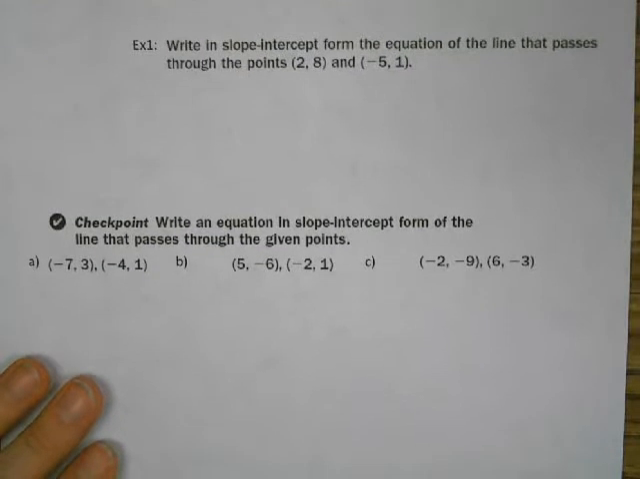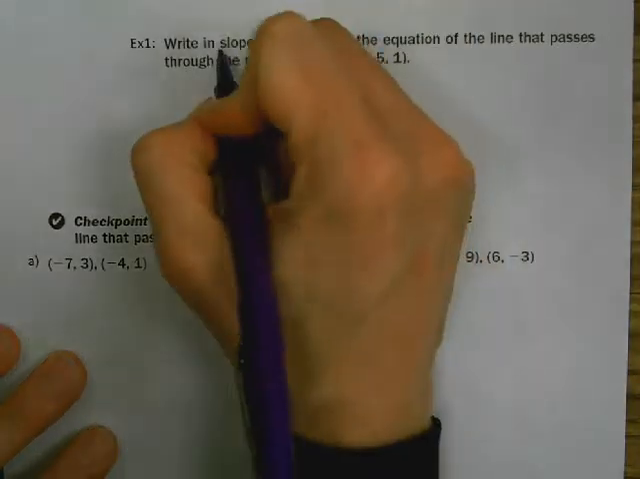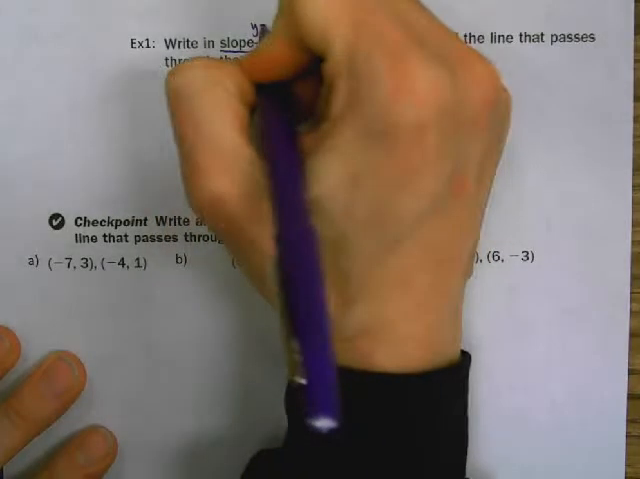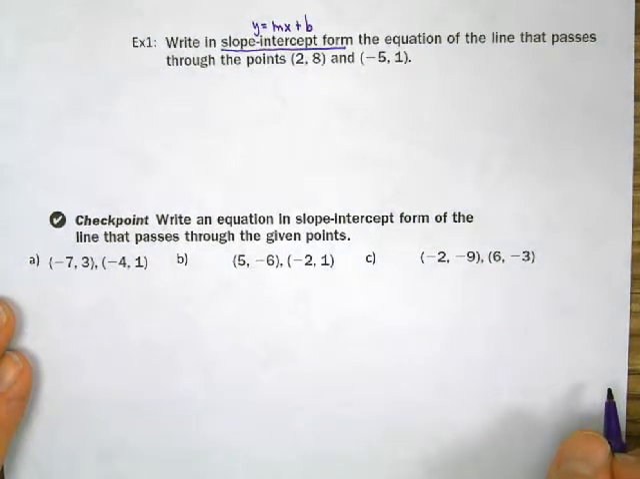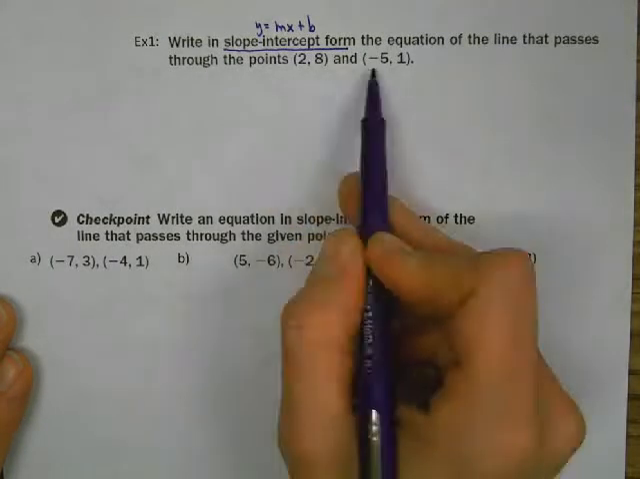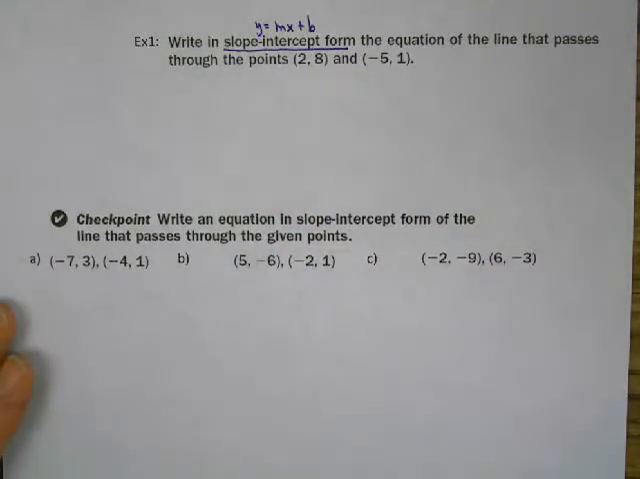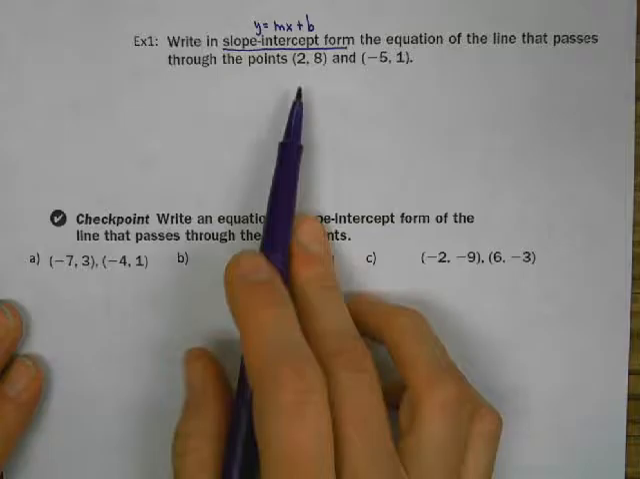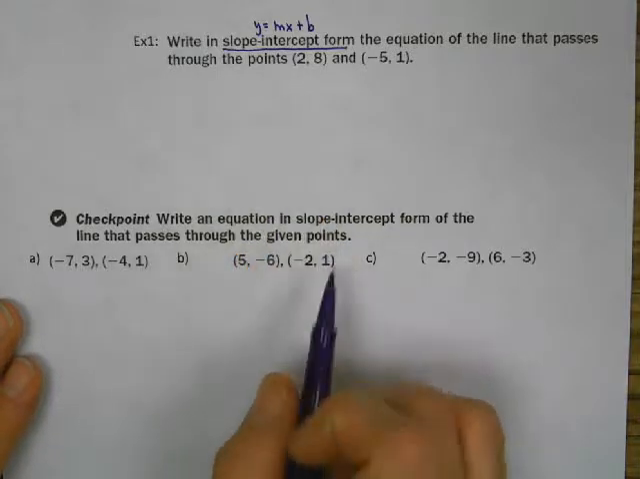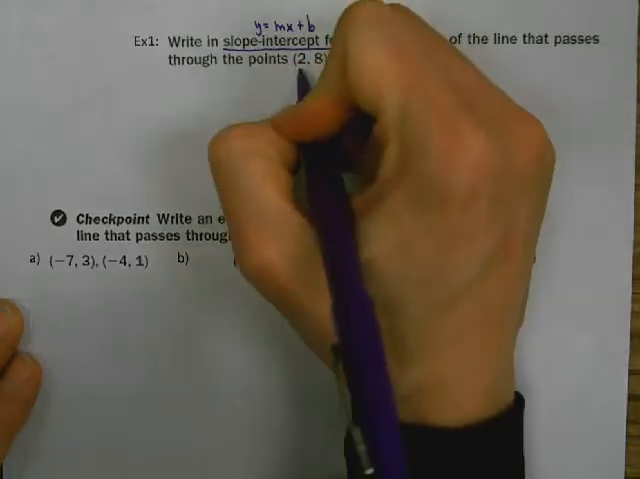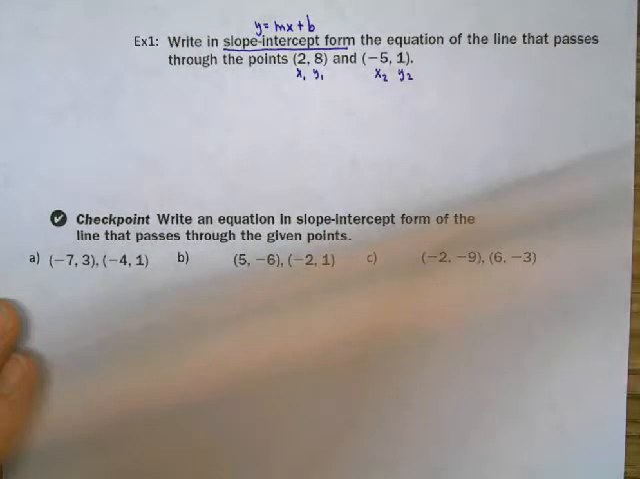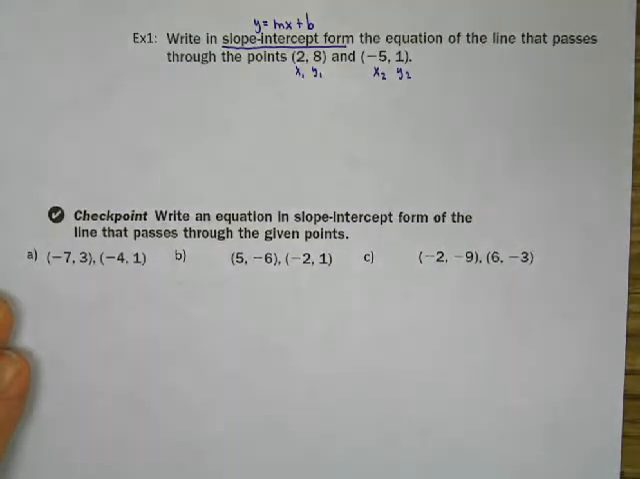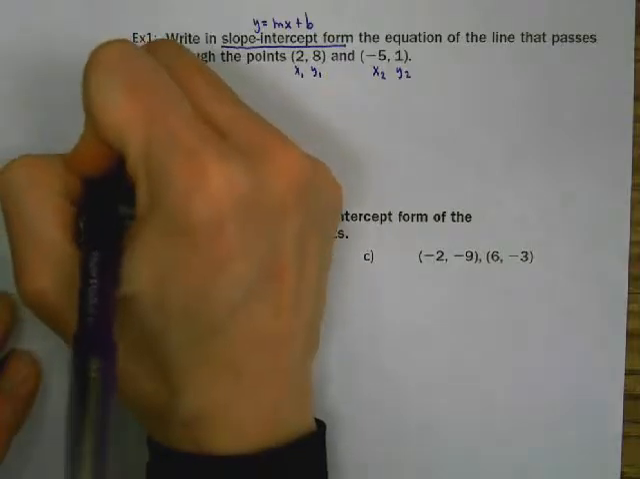So let's see. Up here, example 1 says to write in slope-intercept form. So I know my answer should look like y equals mx plus b. And I want the equation of the line that passes through these 2 points. So just like we said a minute ago, the first thing we're going to need to do is find the slope, because I actually don't know the slope of this line yet. So I'm going to label my points x1, y1, and x2, y2. And I'm going to go ahead and find that slope using my slope formula.